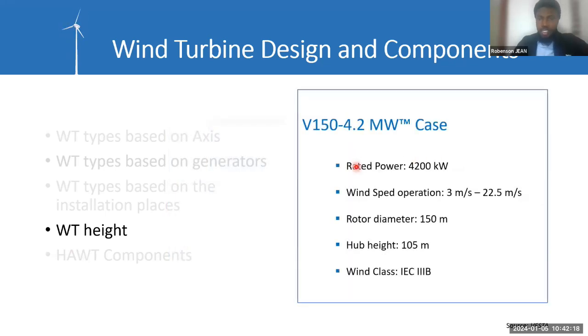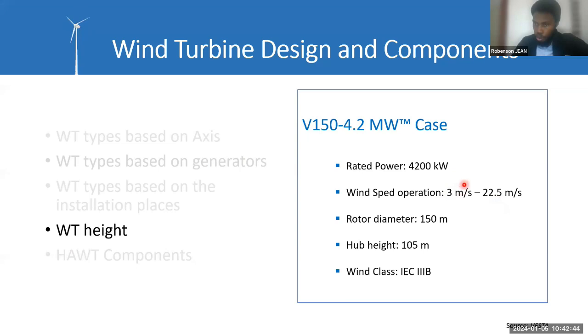So this is a case of Vista wind turbine. Vista is a constructor of wind turbines. So you can see, for a 4.2 megawatt wind turbine, it can manage wind speeds from 3 meters per second to 22.5 meters per second. This is the cut-in speed and this is the cutoff speed.